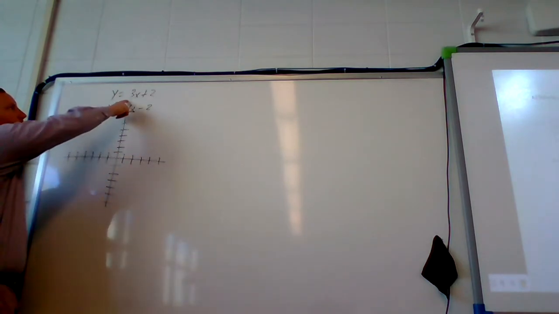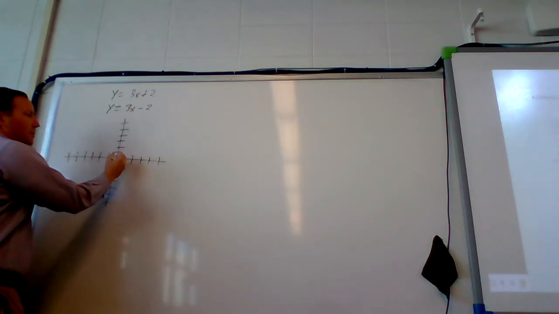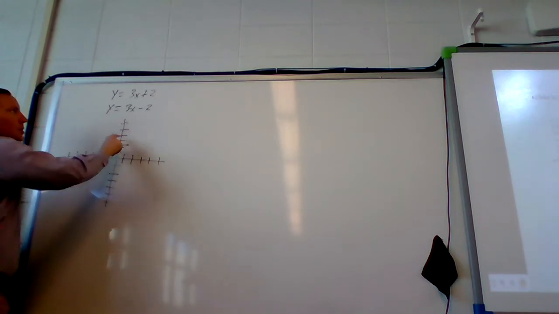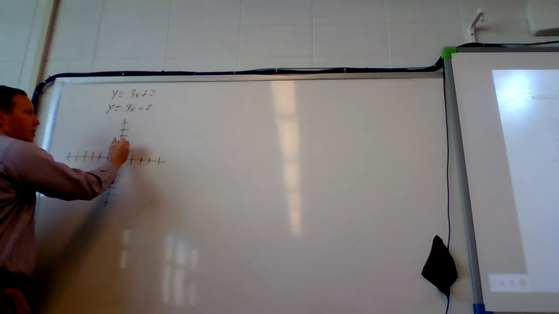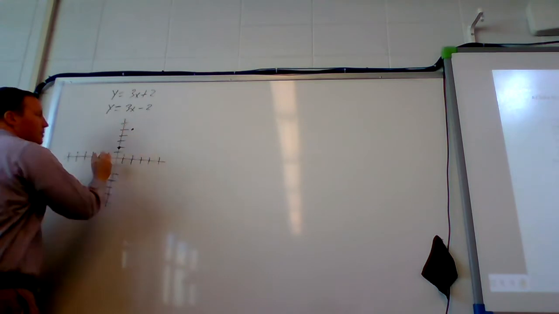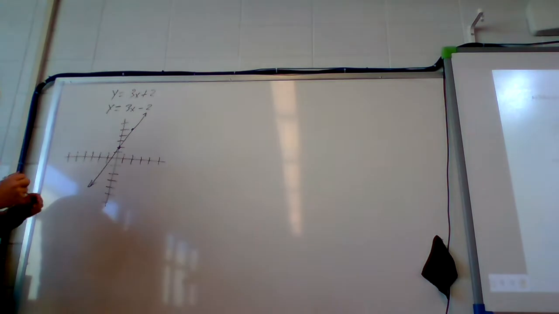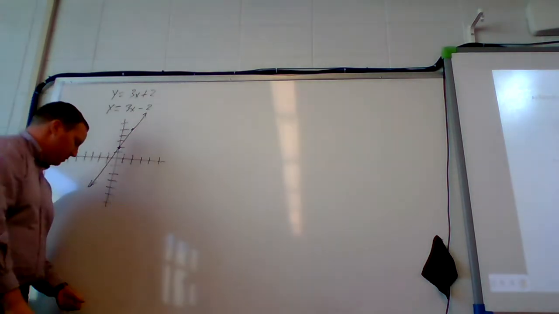So our first equation, we have 3x plus 2. That puts us on the y-axis at a positive 2. Our slope is 3, so we're going to go up 3, to the right 1. All we need is 2 points to draw a linear line. So there's that.